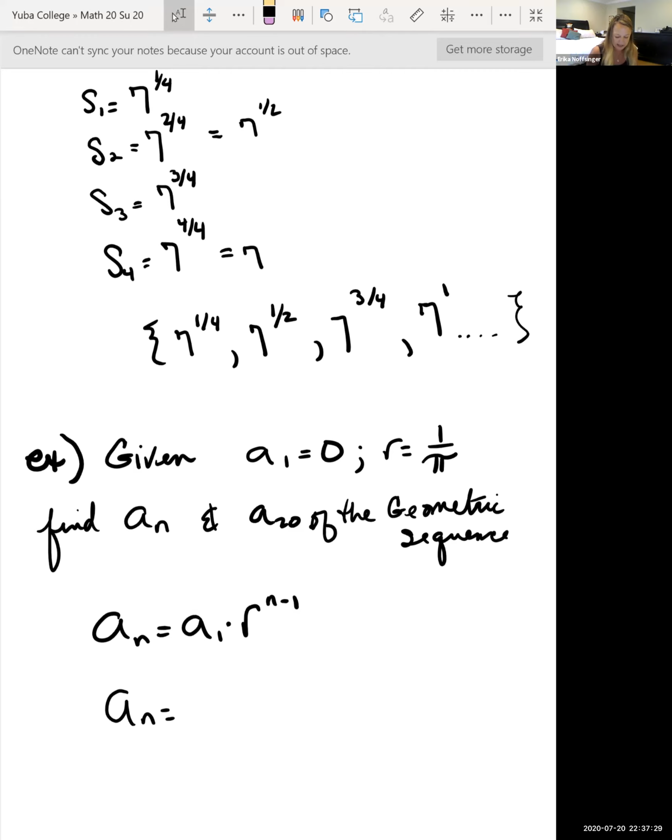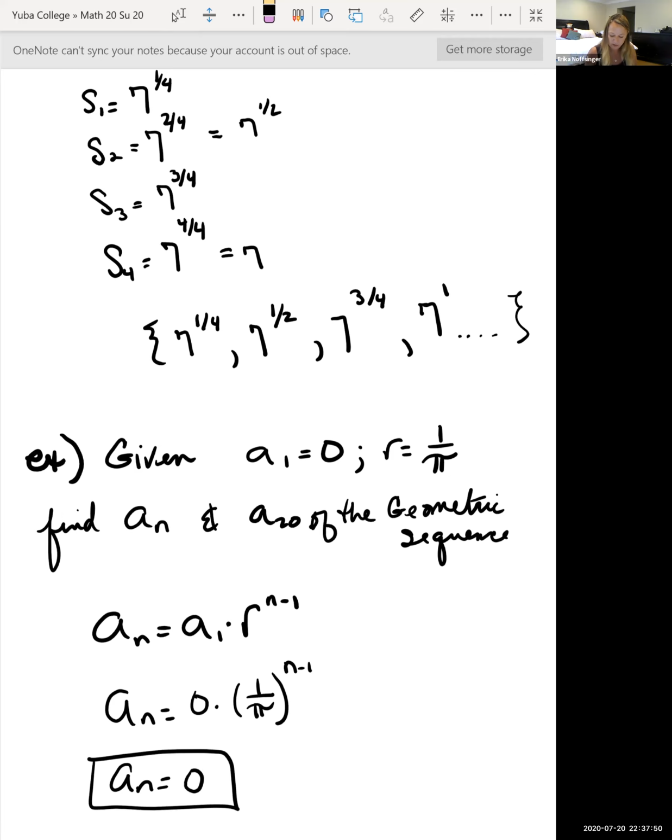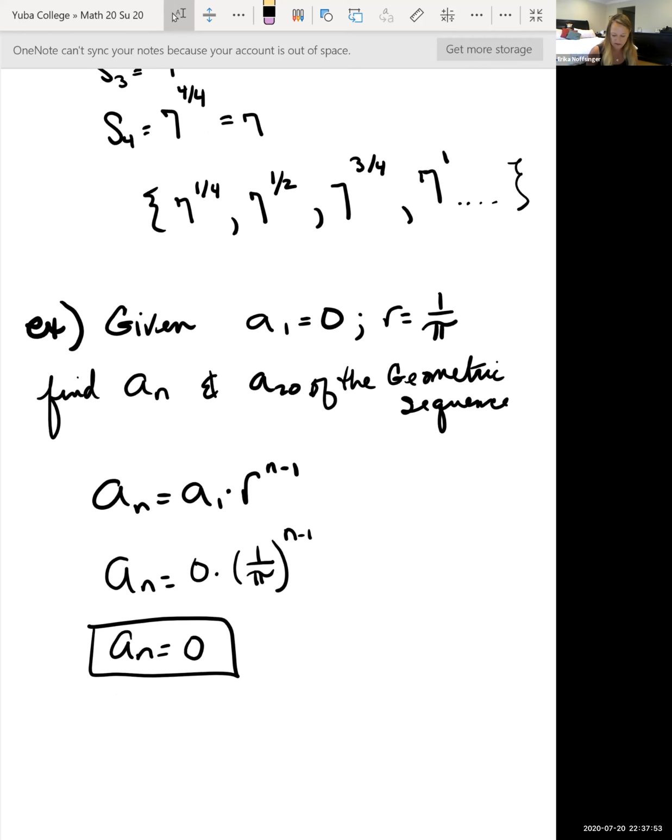So a sub n is equal to the first term, which is 0, times r, which is 1 over pi, raised to the n minus 1 power. Well, 0 times anything is 0, so a sub n is 0, our nth term. And to find the 20th term, there's no n in here, so it's always going to be 0. Any term is always going to be 0.